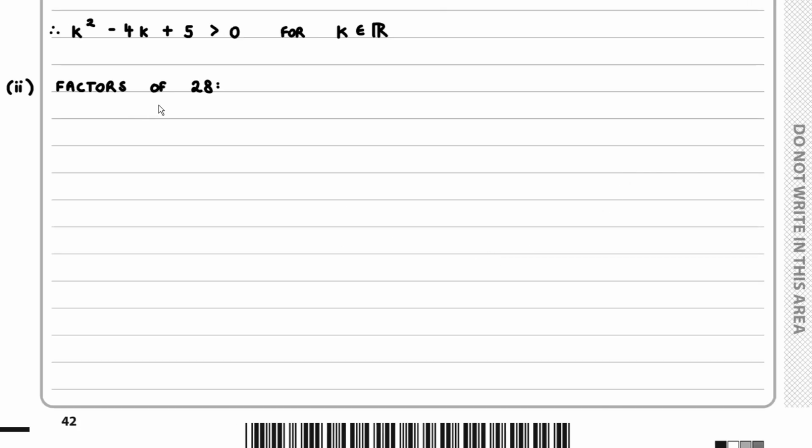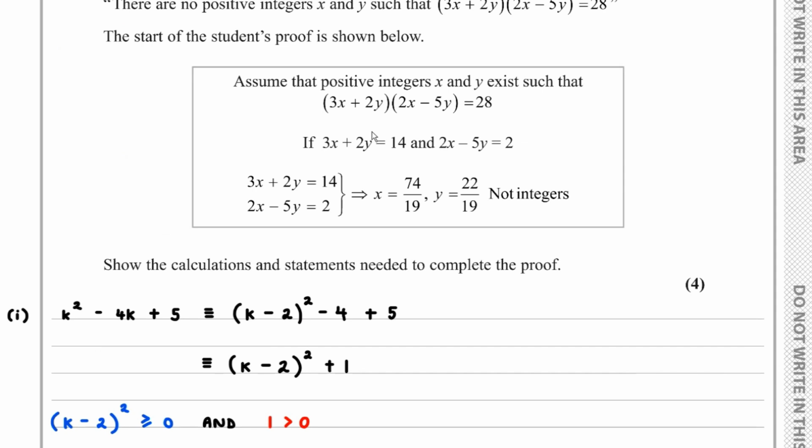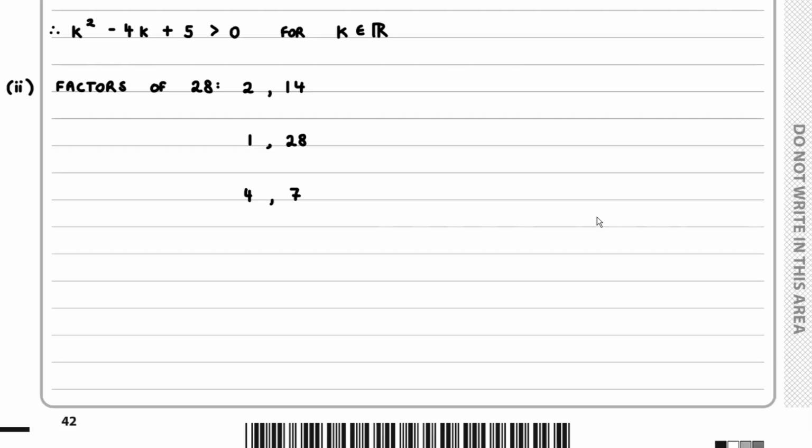First of all, let's think about the factors of 28. We've got 2 and 14, we've got 1 and 28, and 4 and 7. One of the simultaneous equations has already been considered. That is 3x plus 2y equals 14, 2x subtract 5y equals 2. So let's swap those round. So with our first case, we have 3x plus 2y equals 2 and 2x subtract 5y equals 14.